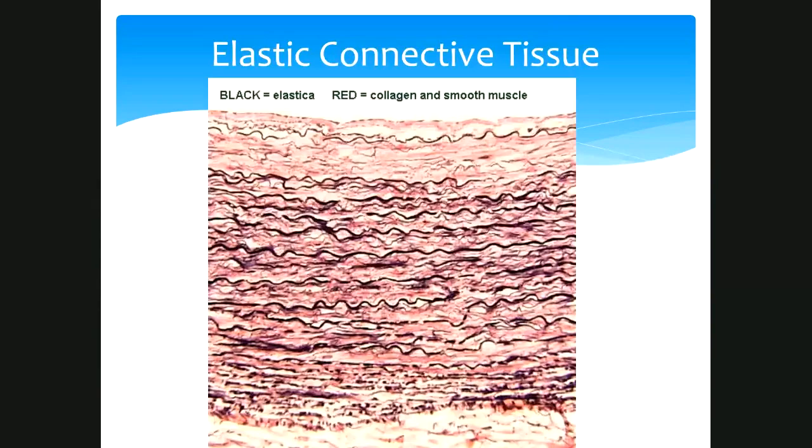If you look at elastic connective tissue, it does have collagen. That's what this stuff is. That's collagen, the red stuff. So all of this is collagen. But in between the collagens, there are these wavy black fibers, and those are elastic fibers. And so this is elastic connective tissue.